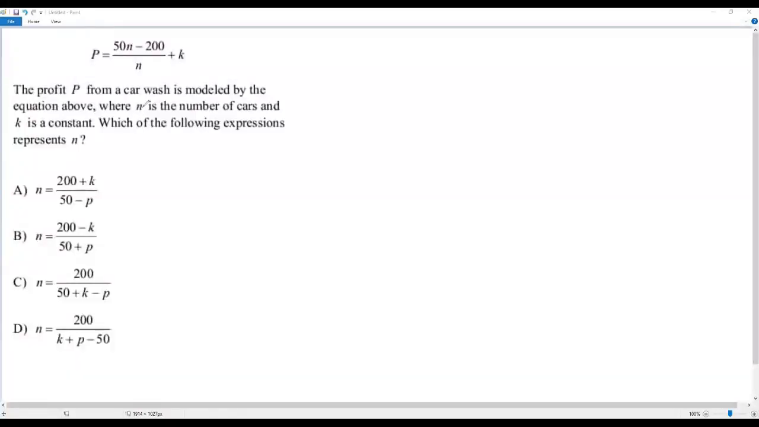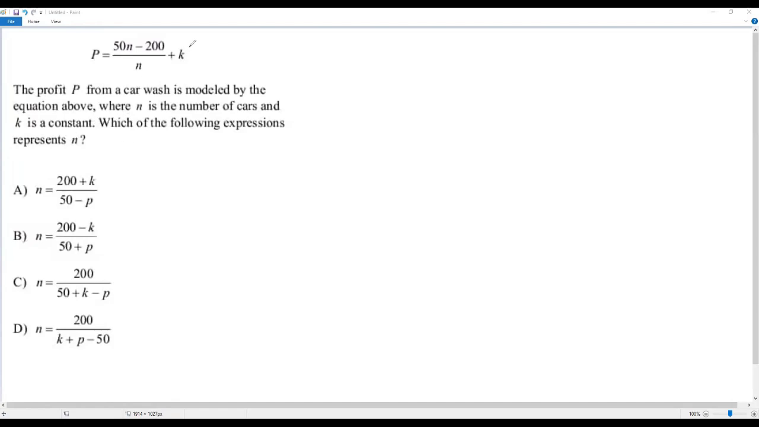Here we have a SAT math problem. Okay, let's cover the question. Here we have an equation: P equals (50n − 200) over (n + k). The profit P from a car was modeled by the equation above, where n is the number of cars and k is a constant. Which of the following expressions represents n?